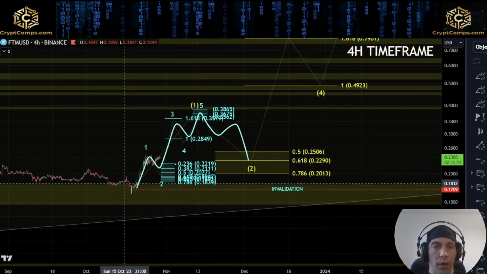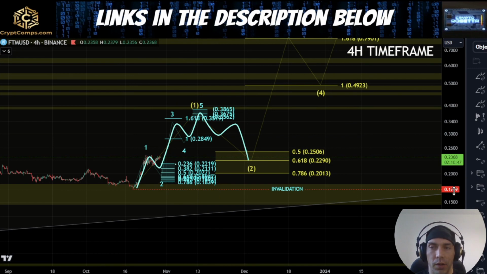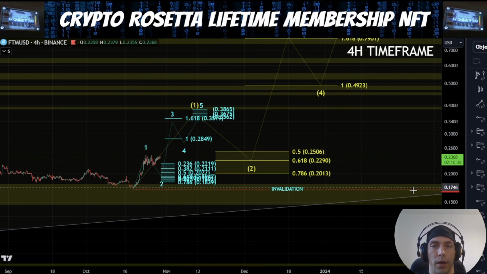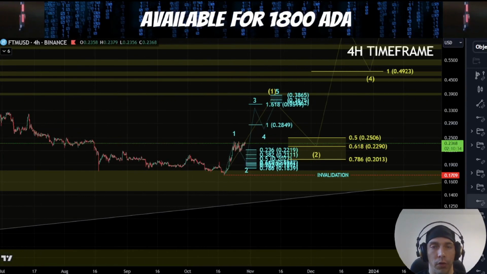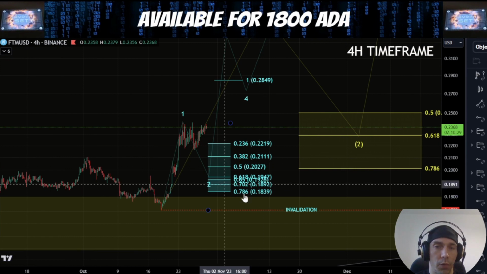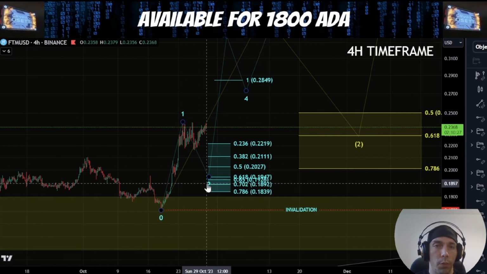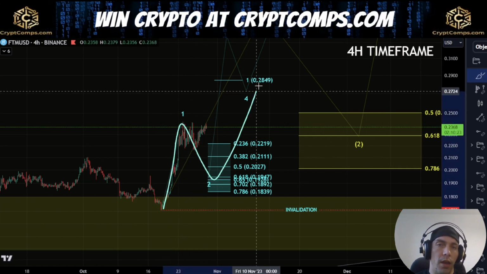So the important area here to keep an eye on is this 1709. If we lose this level, this would then invalidate the idea of this impulse and would potentially mean then that this is just a flat correction. So in the shorter term here, I'm going to be keeping an eye on this 1839. If we stay above this level, then we do have the possibility to see another leg to the upside, even if this is just ABC.